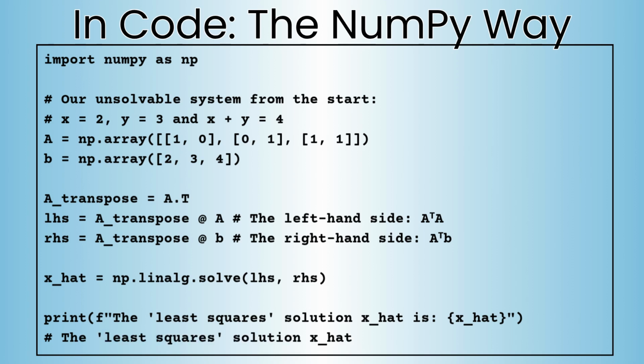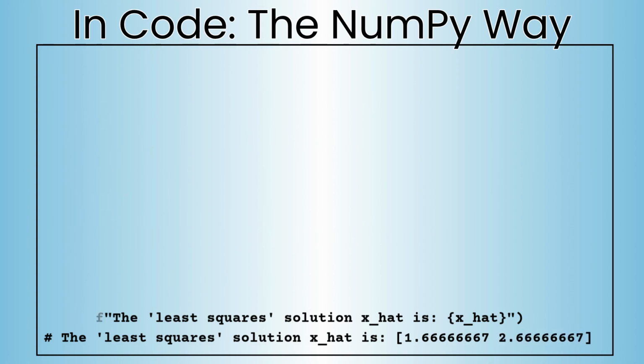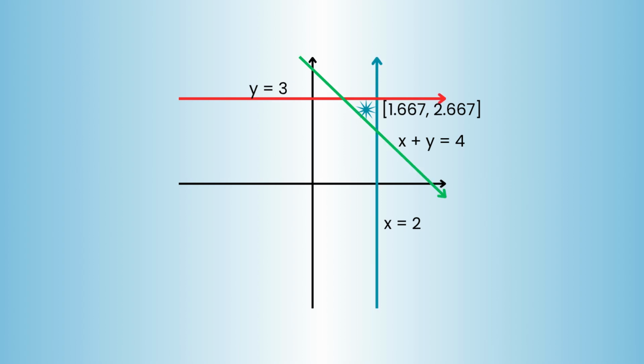We get 1.667, 2.667. This is the single point that represents the best possible compromise, the one that minimizes the sum of the squared errors for our original contradictory equations.